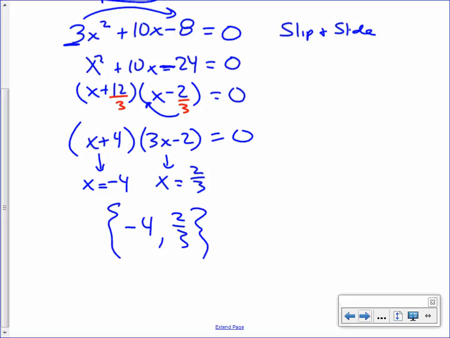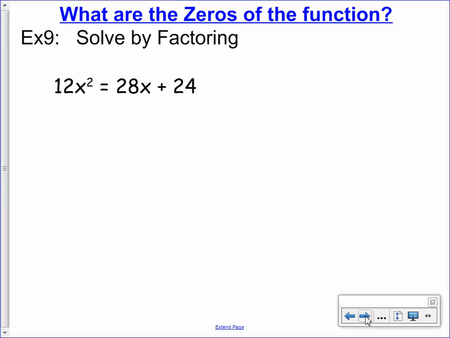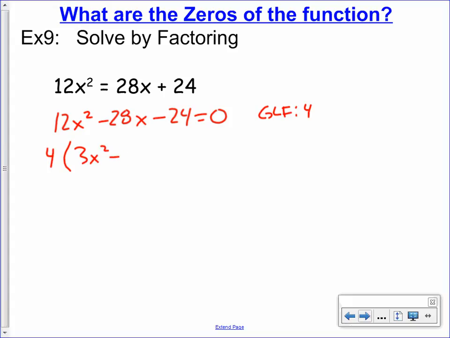Okay, for number 19, again, make sure you set it equal to 0. I'm going to go ahead and move everything to the left side. So 12x squared minus 28x minus 24 is equal to 0. And you ask yourself, is there a GCF? Well, yes, there is. The GCF is 4. So if you pull out a 4, then you get 3x squared minus 7x minus 6 is equal to 0.